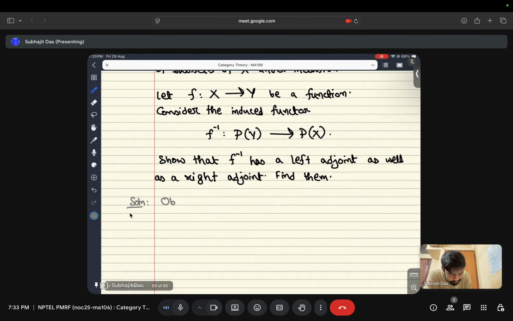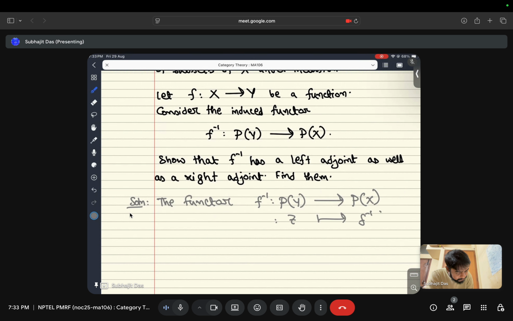So first of all, observe that F inverse, or instead of saying observe that, I should say the functor is given by F inverse from Py to Px. It sends Z to F inverse Z, sends Z prime to F inverse Z prime, and sends an inclusion to an inclusion, right? So this is actually a functor.